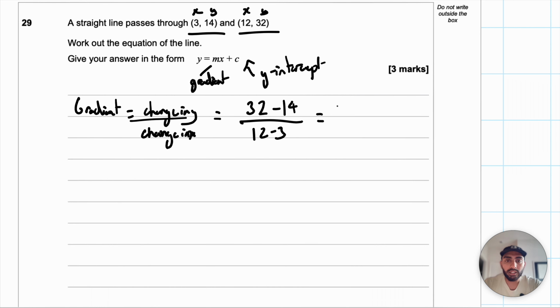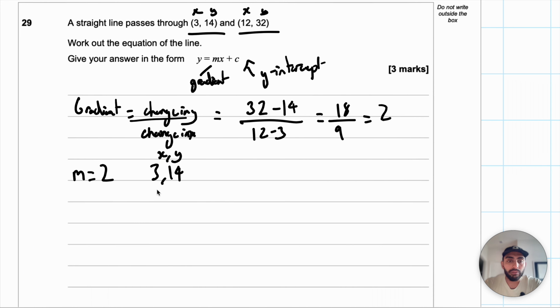32 take away 14 is 18. And 12 take away 3 is 9. 18 divided by 9 is 2. So my gradient, my m value is 2. I've already got part of the answer. I next need to substitute one of the coordinates and this gradient into here so that I can find my c value, my y-intercept. So I'm going to choose this one because it's smaller values. So I'm going to choose 3 and 14 for x and y.